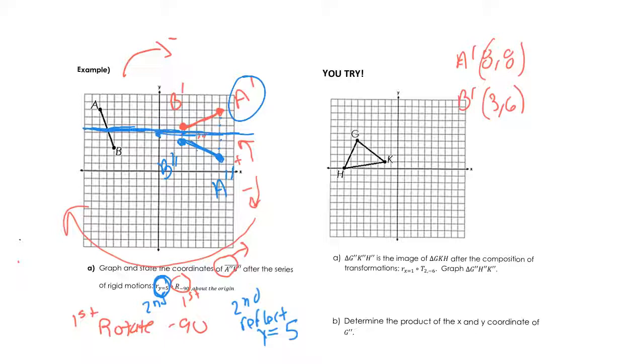So it said graph and state the coordinates of A prime, A double prime, B double prime. So A double prime, the coordinates are right 8, up 2. B double prime is right 3, up 1, 2, 3, 4.